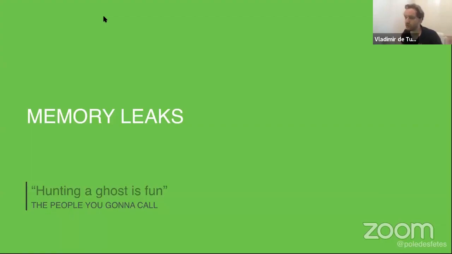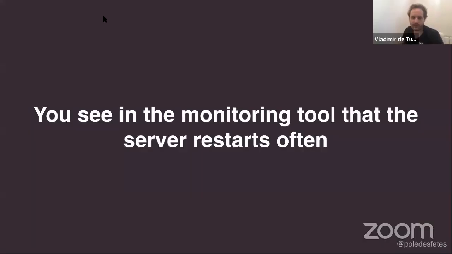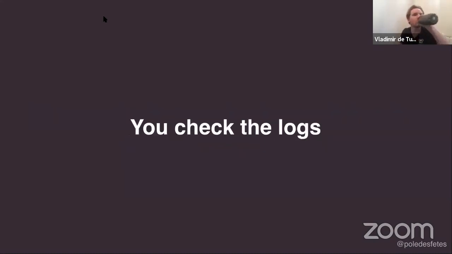So now let's go to the practical part, because we know in theory how to connect to a Node.js application with the debugger, and now we need to know what we can do with it. The first example will be debugging memory leaks. Let's say you are checking your monitoring tool and you see that the server restarts a lot. Since you are a good developer, a good DevOps, you decide to check the logs.